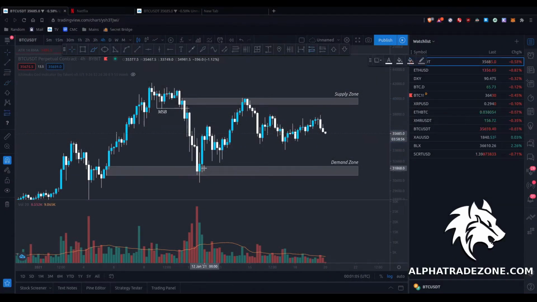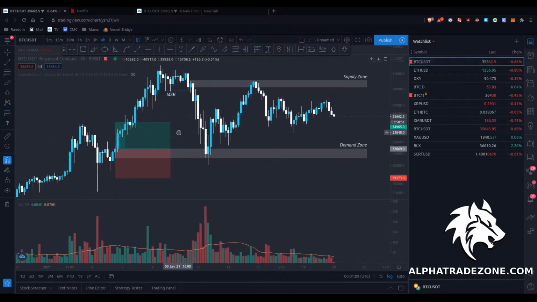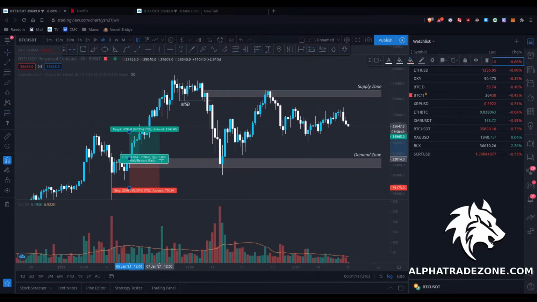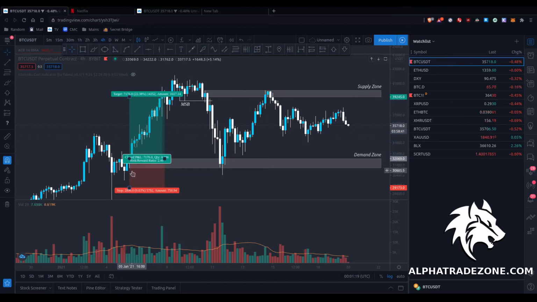Now I'll mark out an entry, possible entry in this area. I'll place it here because that's where we would have seen potential when it broke this MSB. So this would be the take profit, and this would be the SL with this bottom of this demand zone minus ATR, which would create this stop loss for us, and that'd be a 2.84 risk to reward ratio.